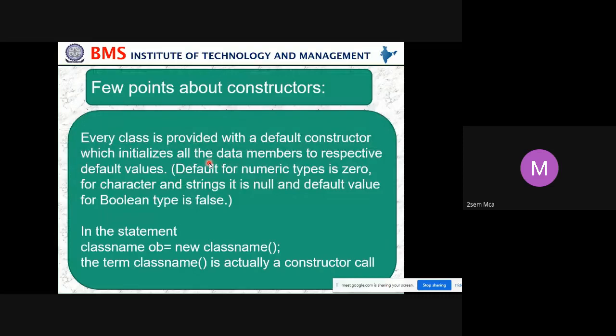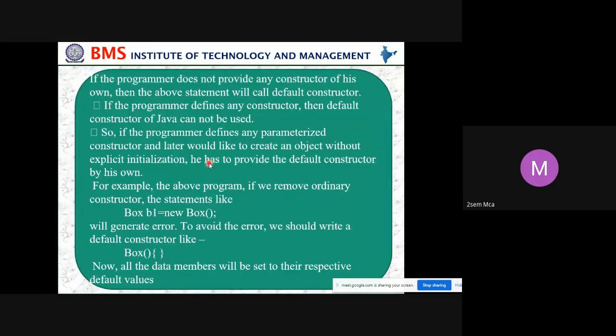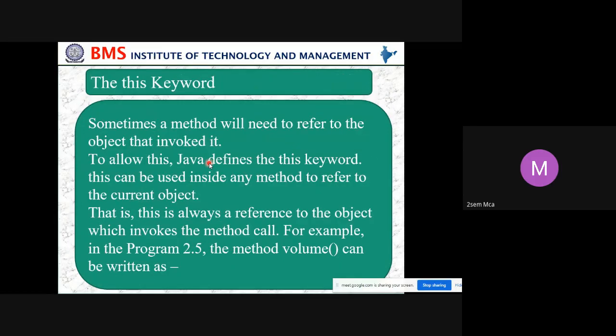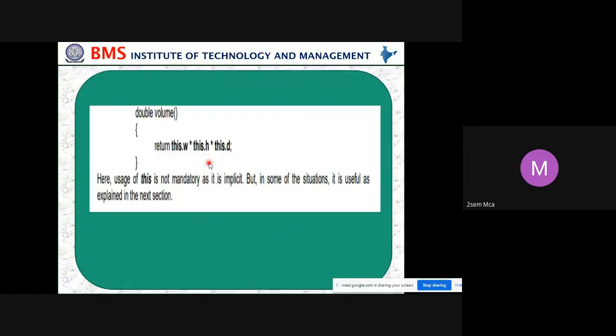Next, we have started with some points on how class constructors are, and we have seen how the constructor should be. Then we have started with the this keyword. What is the this keyword? It refers to the current object, whatever is there that I want to take. This is the format of using the this keyword: this.W, this.H, this.D.